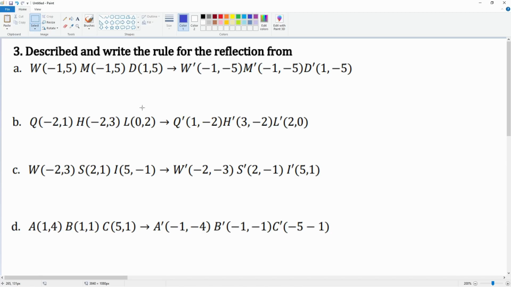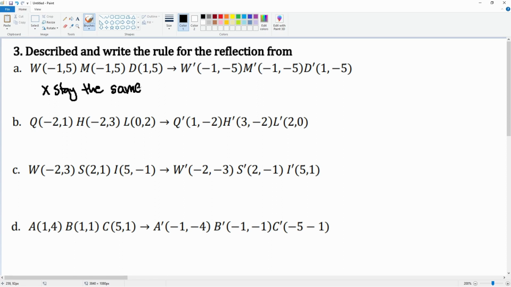Number 3, you're going to describe and write the rule for the reflections. So let's look at the first one. W, M, and D, we could pick any point. So I'm going to look at M. M was originally -1, comma 5, then it became -1, comma -5. So it looks like the X stayed, so we can write X stays the same.